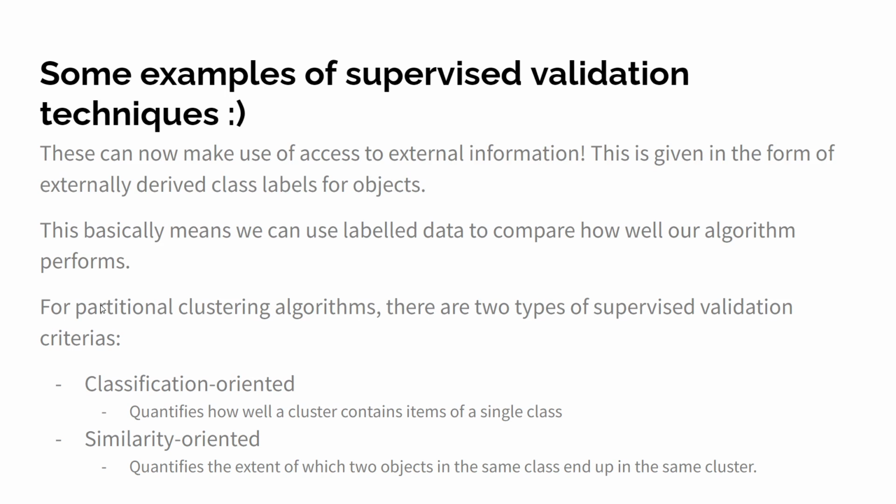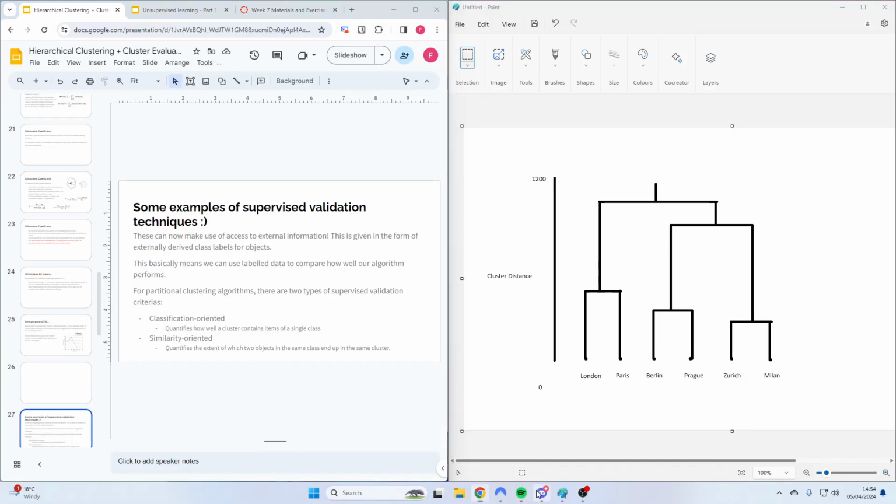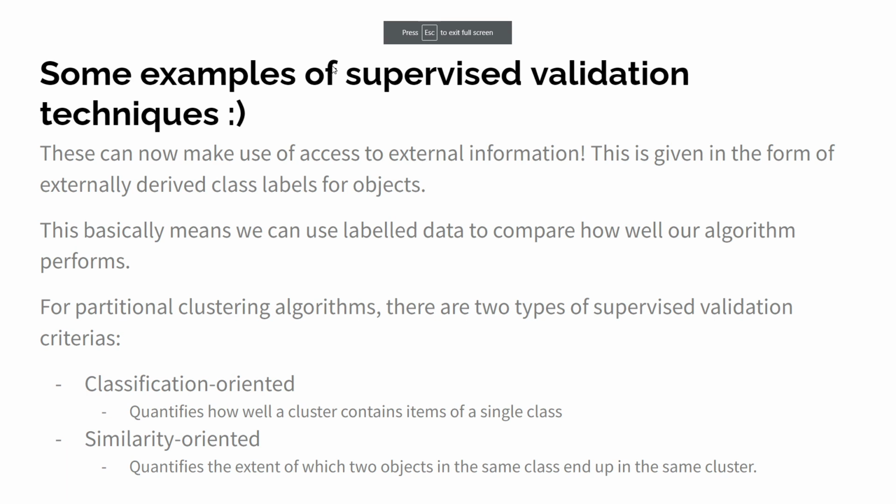First we're looking at partitional clustering algorithms, which was like k-means, and there are two types of supervised validation criteria. Classification oriented, which quantifies how well a cluster contains items of a singular class, and similarity oriented, which quantifies the extent to which two objects in the same class end up in the same cluster. So does this make sense? We're bringing in external information of pre-known data, so we're going to provide it with some elements where we already know the correct answer.